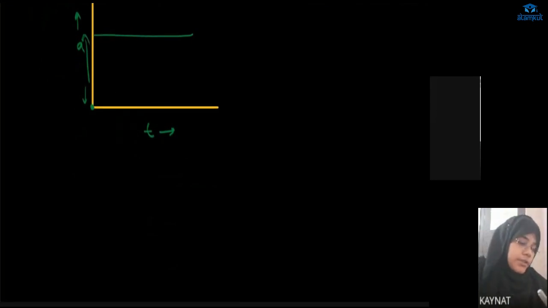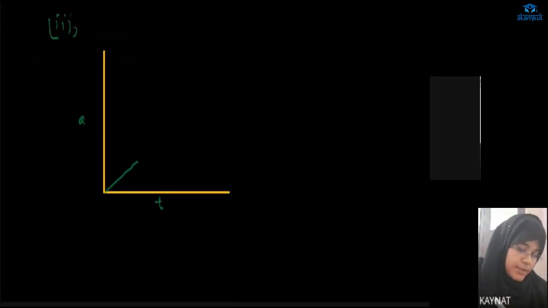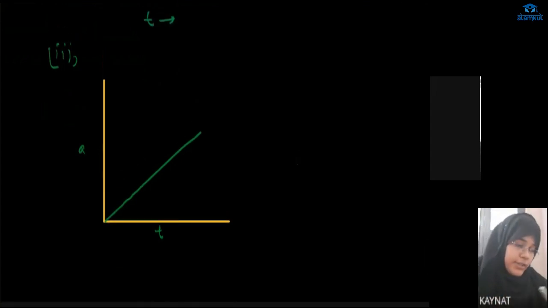Now the third one, let's make it like this. Here acceleration is getting increased with the time. It means that it is changing with the time, and even if it is like this, acceleration is getting changed with the time, right? Acceleration is getting slowly reduced with the time.